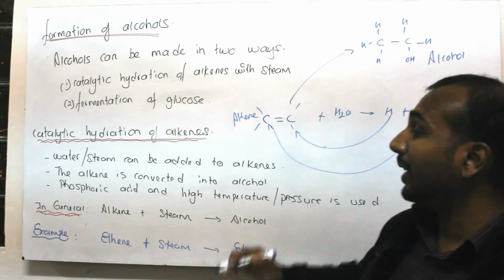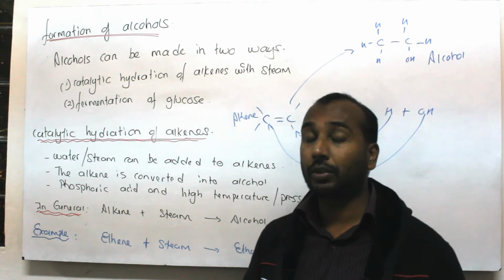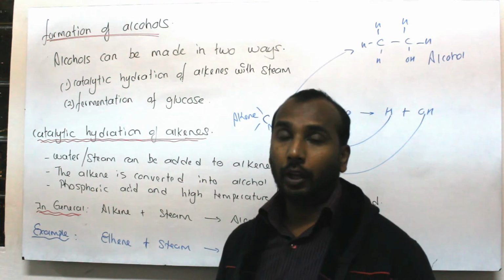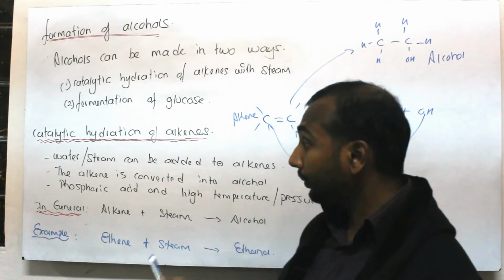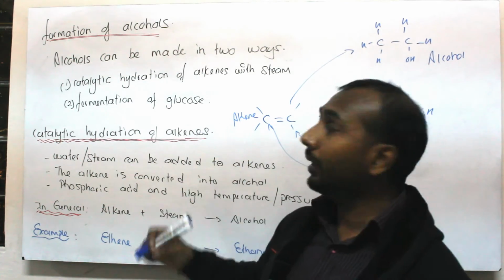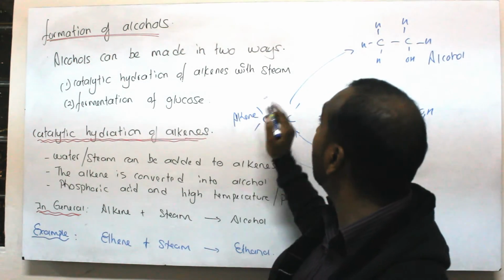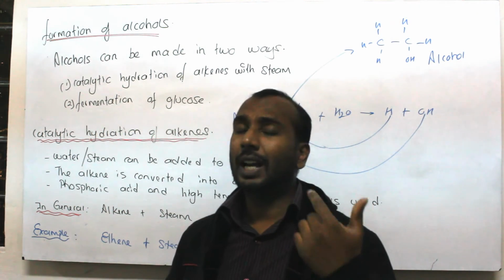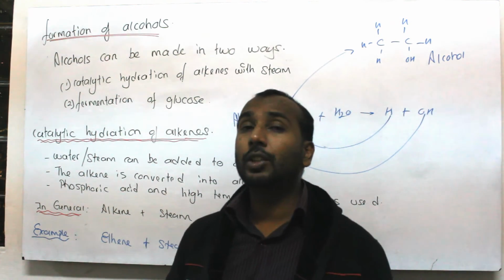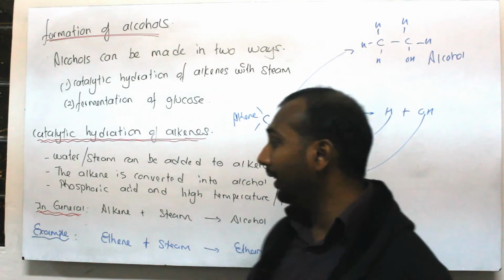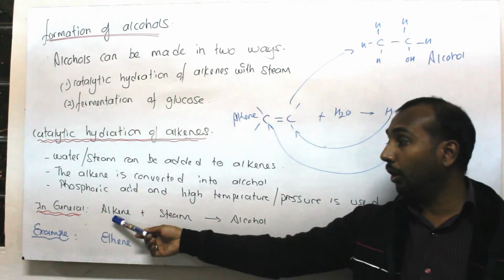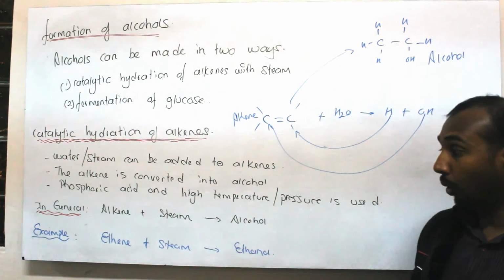Now, there are some specificities about that reaction. As you know, in organic chemistry, you should also know about other conditions for other reactions to happen. If you want to take an alkene and convert that alkene into an alcohol, you need a high temperature, a high pressure, and also, very essential, phosphoric acid as a catalyst. So these conditions are needed for alkenes to be converted into alcohol.